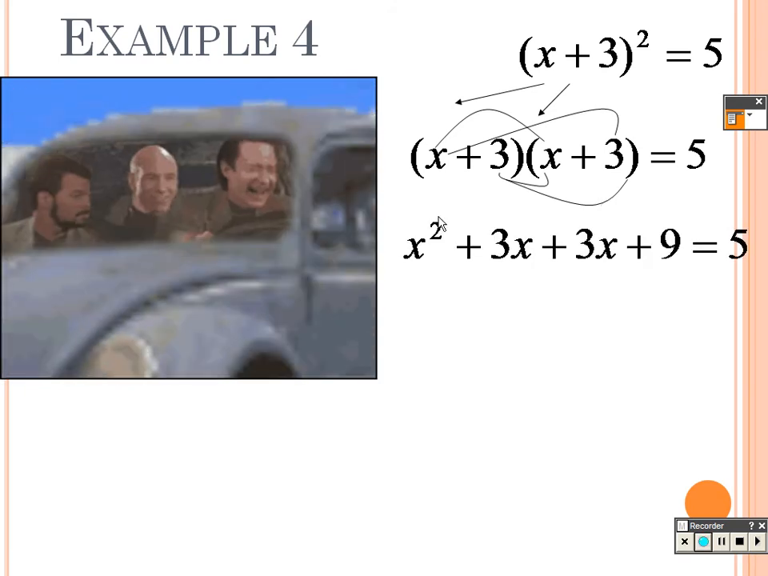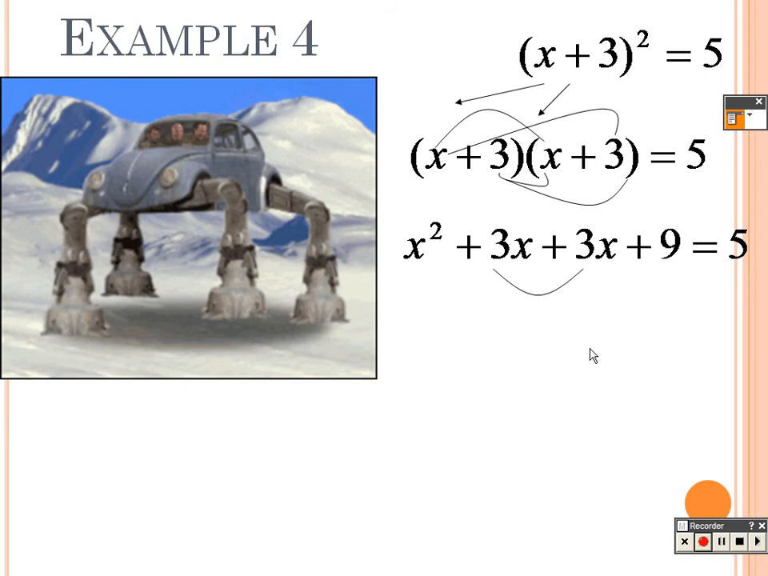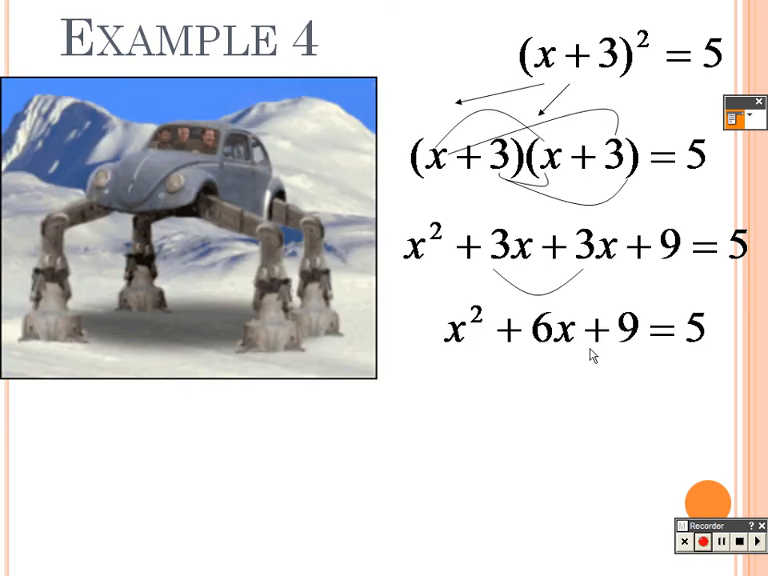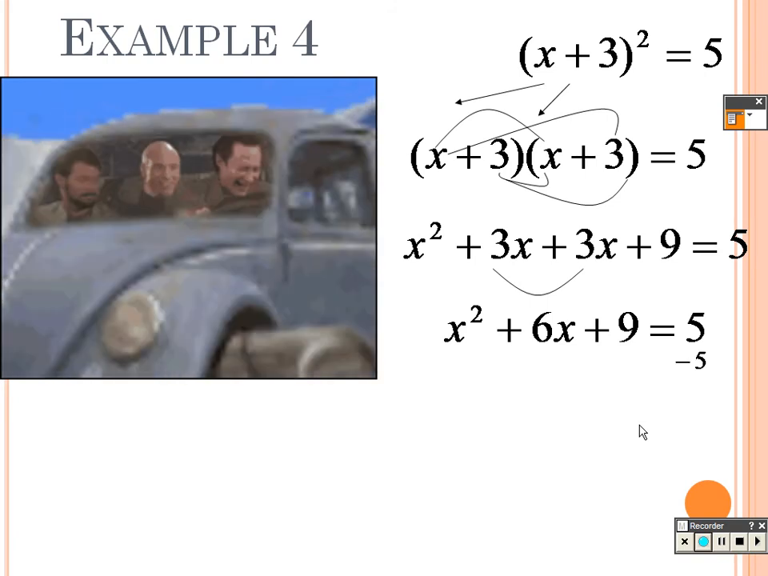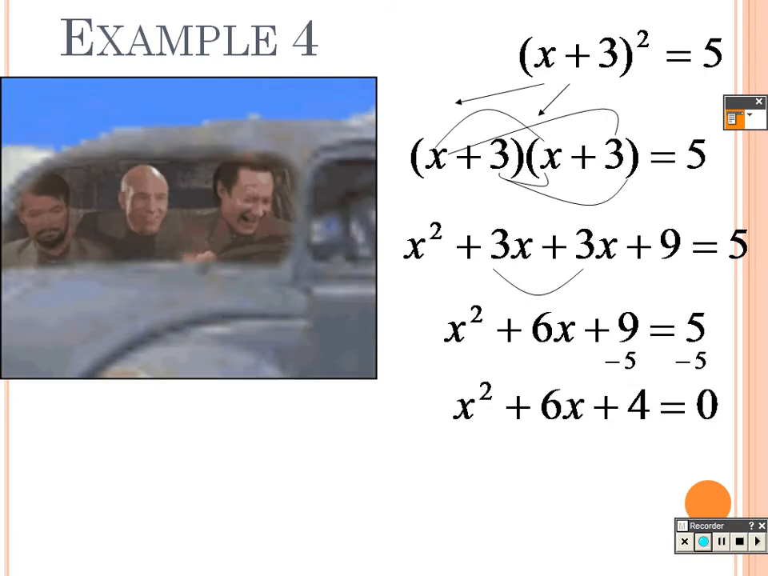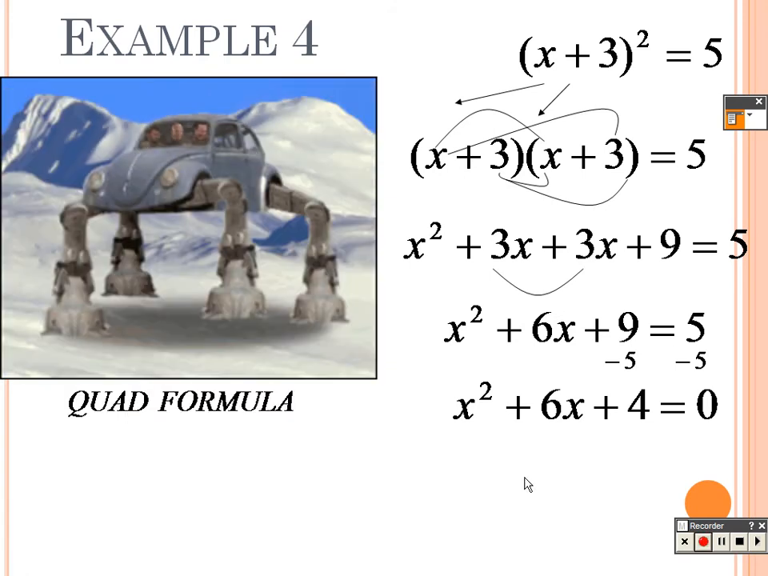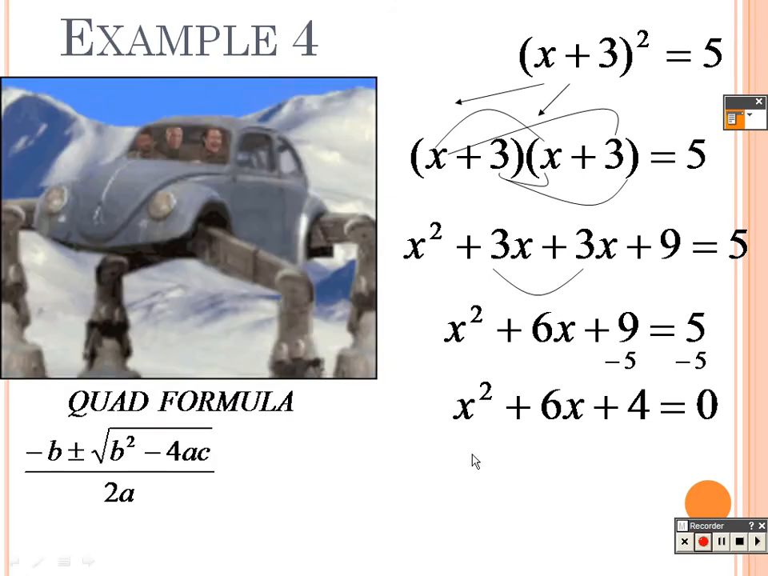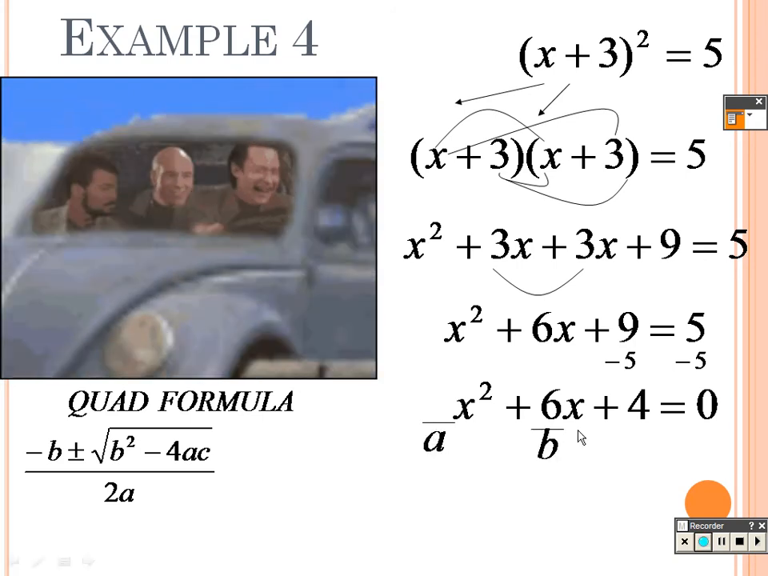When you do that, you get x squared plus 3x plus 3x plus 9 equals 5. And you end up with x squared plus 6x when you combine your like terms, plus 9 equals 5. You can minus a 5 and get x squared plus 6x plus 4 equals 0. But here's the problem: you can't factor that. So you'd have to use the quadratic formula. And your a is 1, your b is 6, and your c is 4.